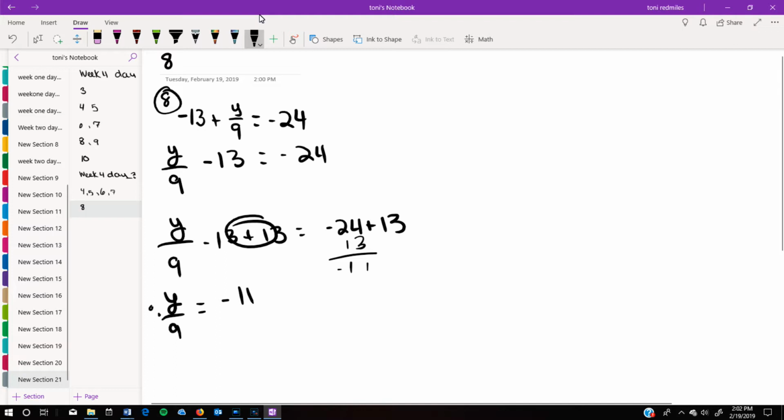Now I got to multiply both sides by 9, okay, to get rid of it here. Leaves me with a y. 9 times 11 is 99. Positive, negative, got to go for negative 99.